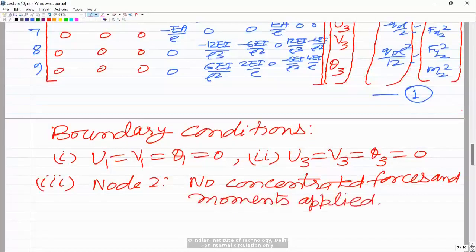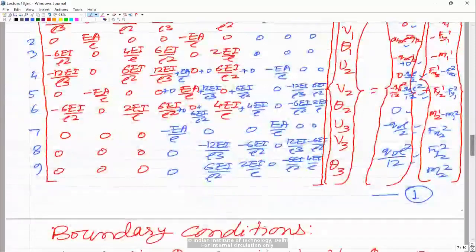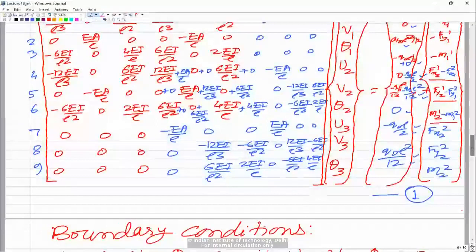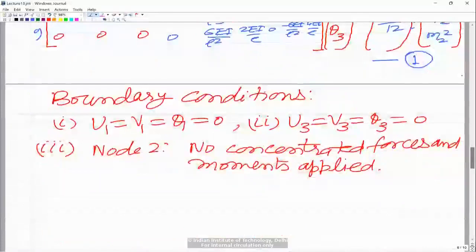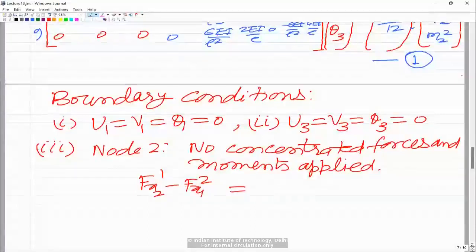So therefore, from the equilibrium of node 2, we will find that this sum will be zero, this sum would be zero, this sum would be zero. If there was an external force along the positive global x direction, then this difference would have been equal to that. So you will find that fx2 minus fx12 would have been equal to the force along the global x direction, but there is no force along global x direction at node 2, so therefore this is equal to 0.